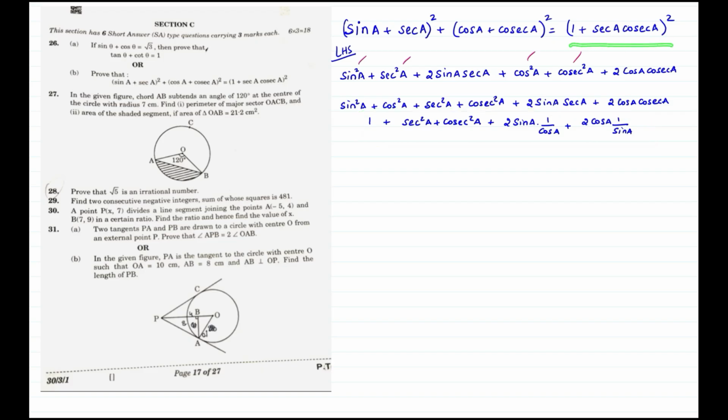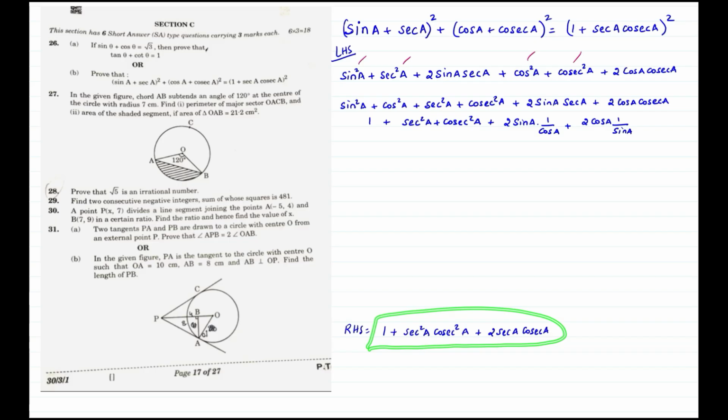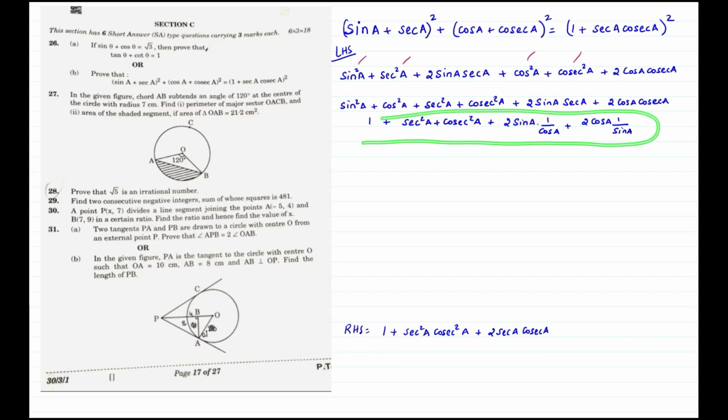So let's expand this, and if we expand that, RHS will come to 1 + sec² A cosec² A + 2 sec A cosec A. I won't be able to expand this further. If I expand also, I can only make it 1 by cos² A and 1 by sin² A. That is not going to get me to some solution. So I will leave it at this. Now we need to convert LHS to this format.